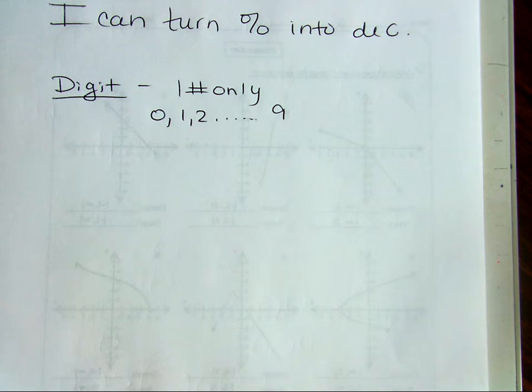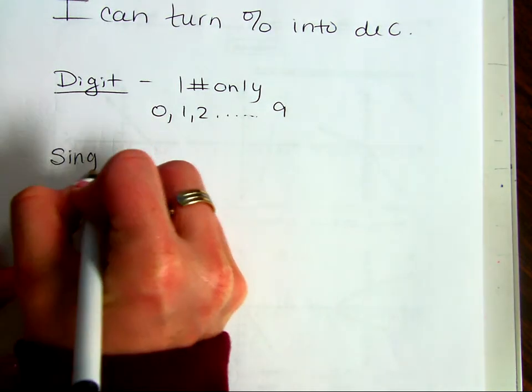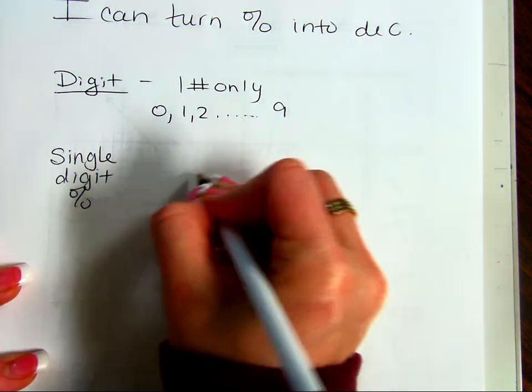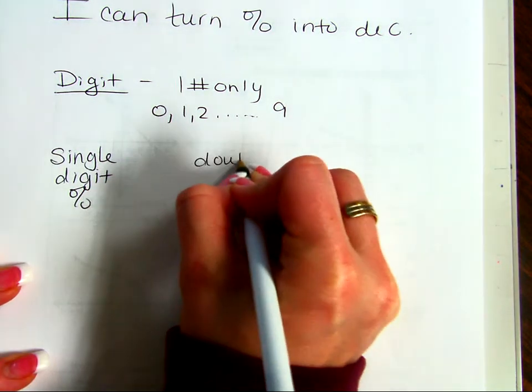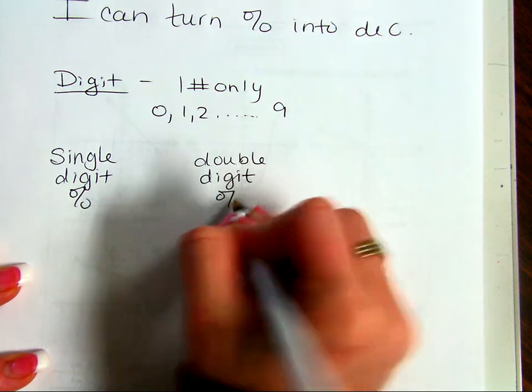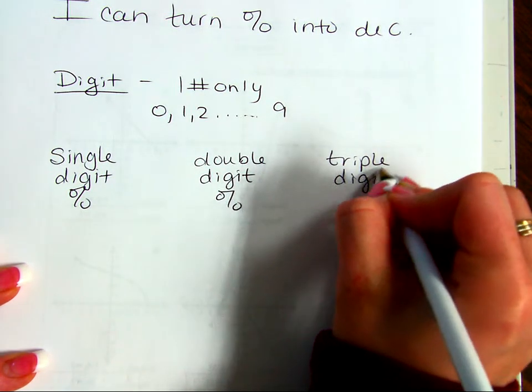Think about when you pick up a phone and you dial somebody's number. Is there a number 10 button on the phone? No. If you need to dial 10, you need to punch the 1 and the 0, right? Okay. So we're going to talk about single digit percents. We're going to talk about double digit percents. And then the dreaded triple digit percents.